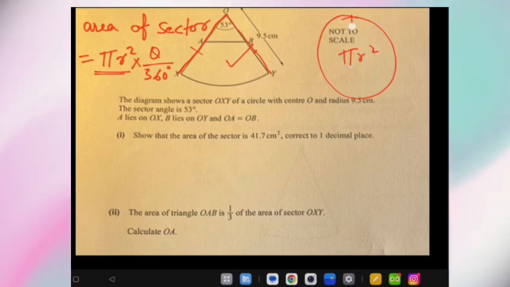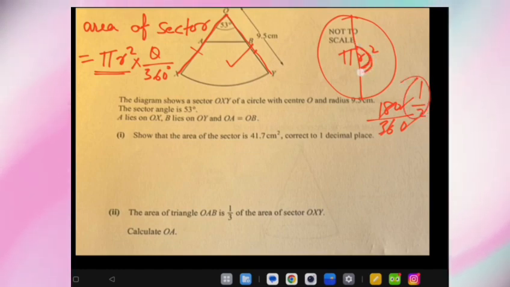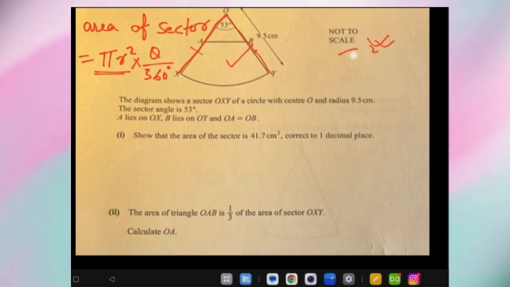So, if you divide it into two parts, what will be this angle? This angle is 180, so we can write 180 upon 360, right? That means half. In this way, the angle decides what part of the circle it is. Therefore, we write this formula: area of sector is equal to pi r square into theta by 360, okay?